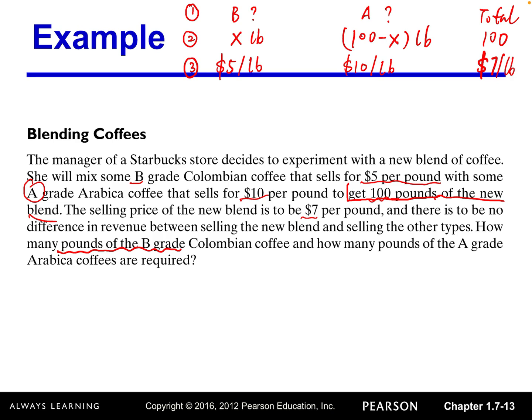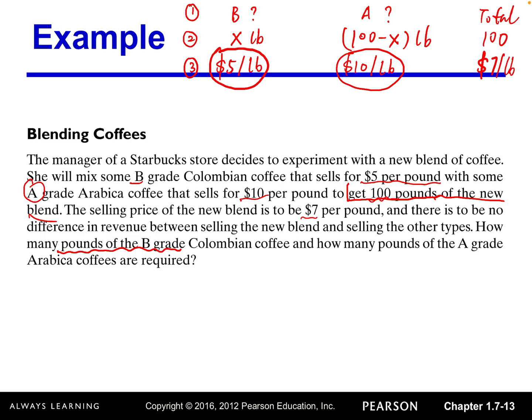No difference means we can identify an equation. There is equality here. So what are equal? We're trying to set up the model here. The revenue from selling grade B coffee plus the revenue from selling grade A coffee should be the same as selling the total new blend coffee.